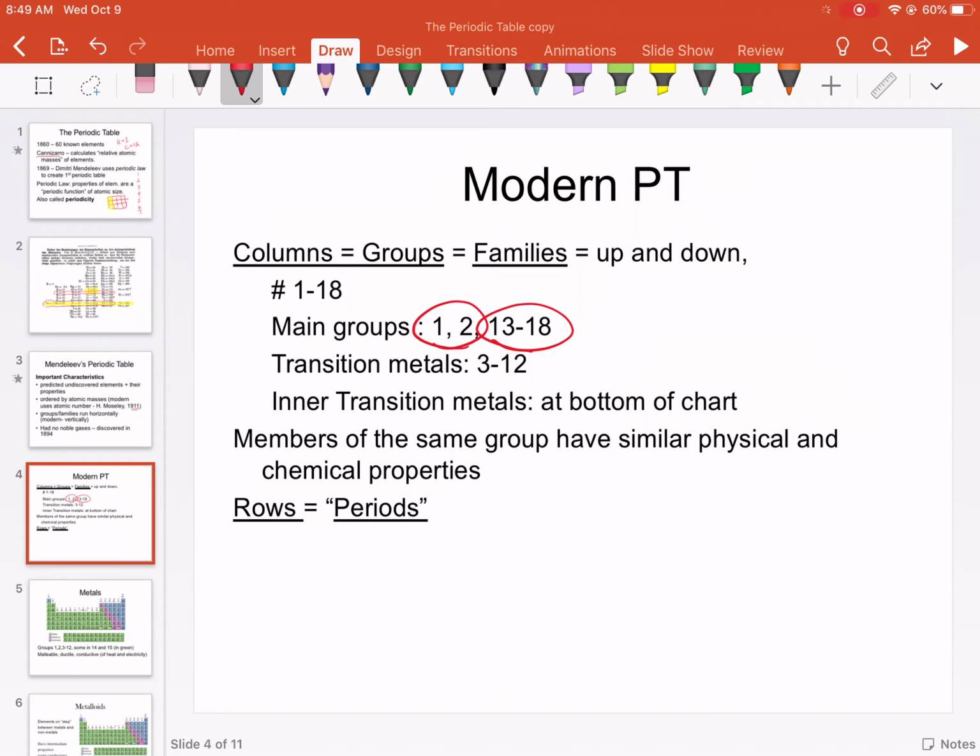And then we have the inner transition metals, also called the lanthanides and actinides. Those are down at the bottom of the periodic table. That's our F block. And then the other significant thing to note about the modern periodic table is the rows are called periods. So the horizontal rows, 1, 2, 3, all the way down to 7, those are called periods.